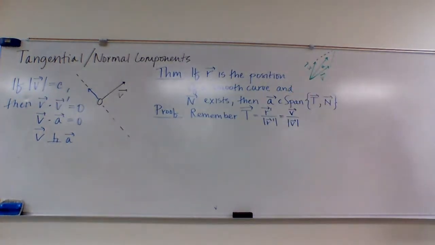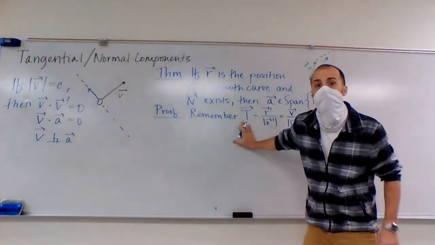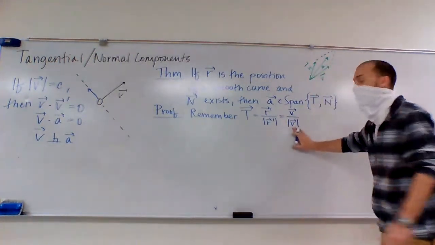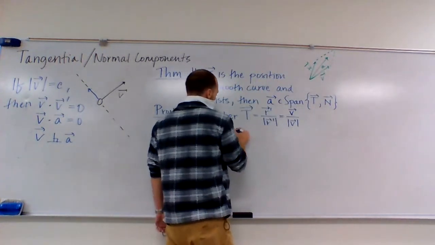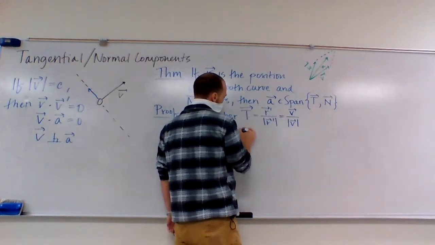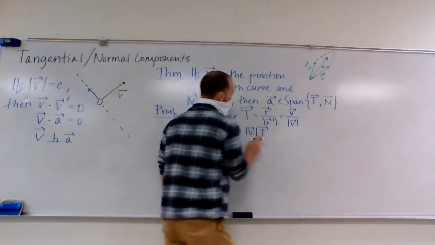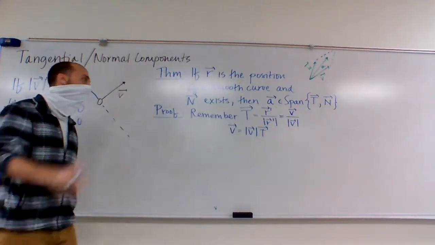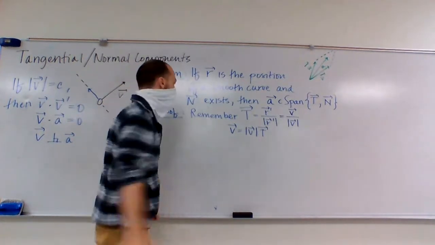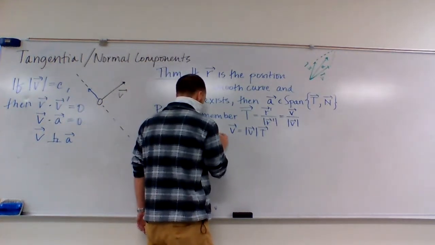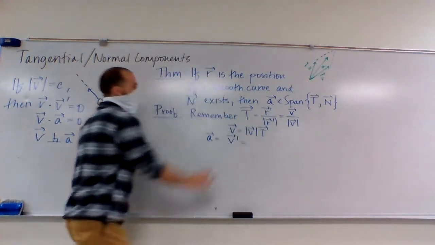But this means that I could really just say that the velocity vector is the unit tangent scaled up by the speed, right? Because this is the speed, the length of the velocity vector. And so that means that v is going to be T scaled up by the length of v. And if two things are equal, then their derivatives will be equal. So I'm going to say that the acceleration vector is the derivative of the velocity vector, which is going to be the derivative of this thing.